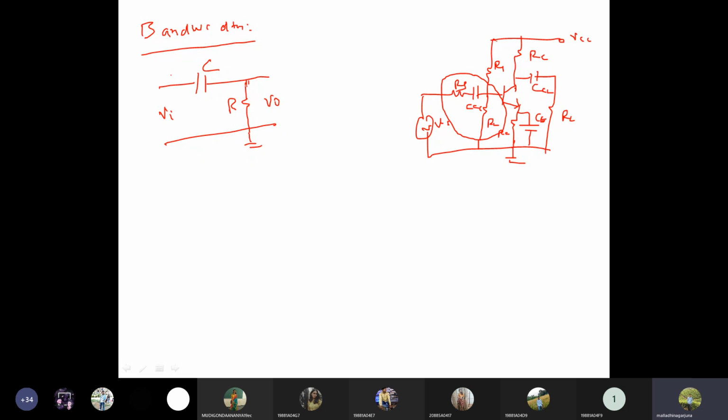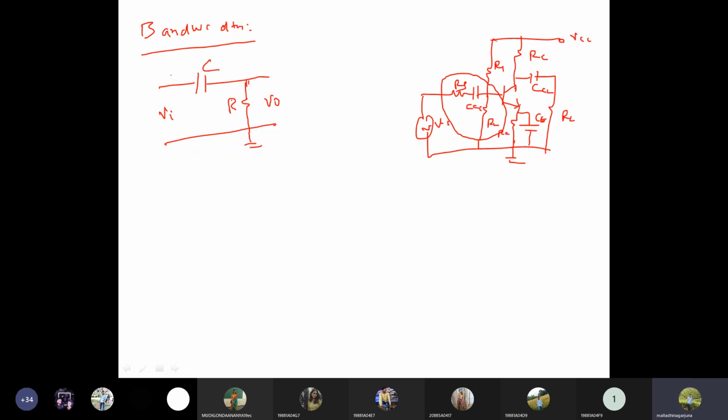Okay, so what is the type of filter? Is this a low pass filter or a high pass filter? High pass filter. How can we tell that this is a high pass filter? What is the definition of a high pass filter? It allows only high frequencies and blocks the low frequencies.